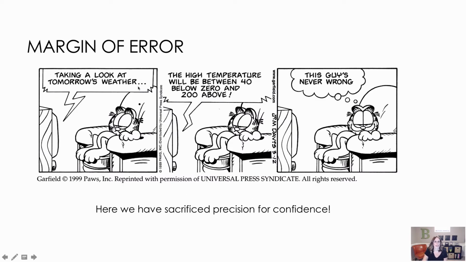So here's what I mean by that. Taking a look at tomorrow's weather, the high temperature will be between 40 below and 200 above. Well, clearly this weatherman is 100% right. It's going to be between those two unless we have some sort of apocalypse that happens. So he's saying, yes, this guy's never wrong, but notice we've sacrificed precision for confidence. So we're saying, yep, I'm confident that this is what the weather's going to be, but I'm not very precise. I can't necessarily decide what I'm going to wear tomorrow based on this guy's weather forecast.